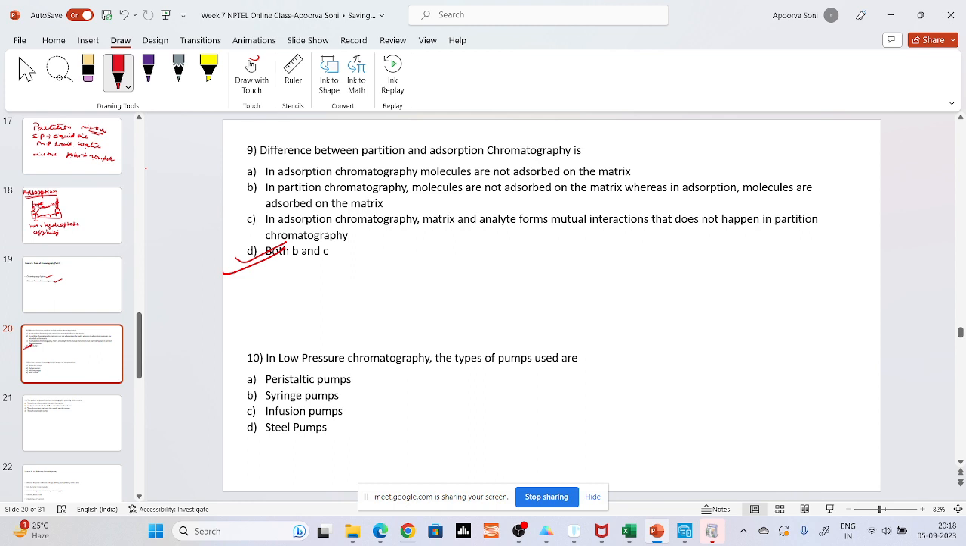The next question is, in low pressure chromatography, the types of pump used are peristaltic pumps, syringe pumps, infusion pumps, and steel pumps. So in low pressure chromatography, basically the kind of pumps that are used are peristaltic pumps.